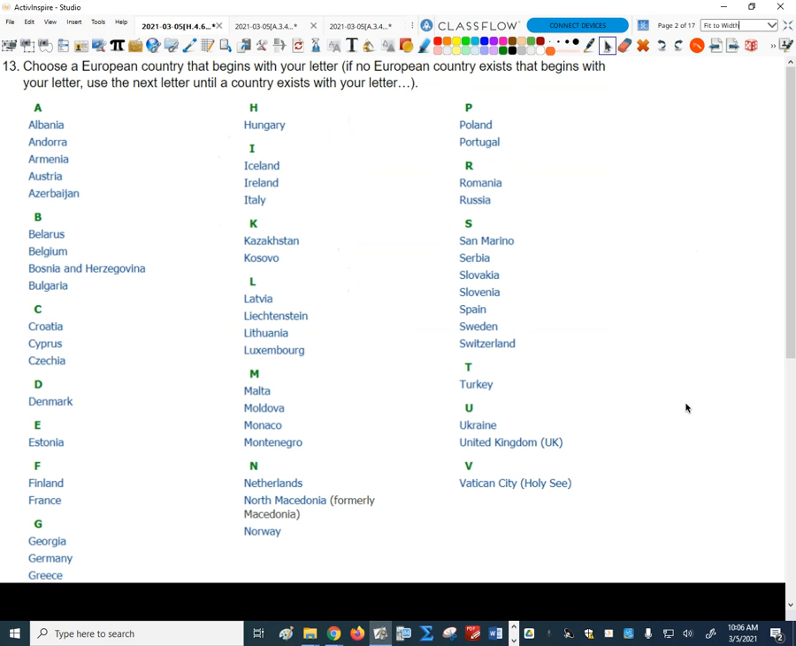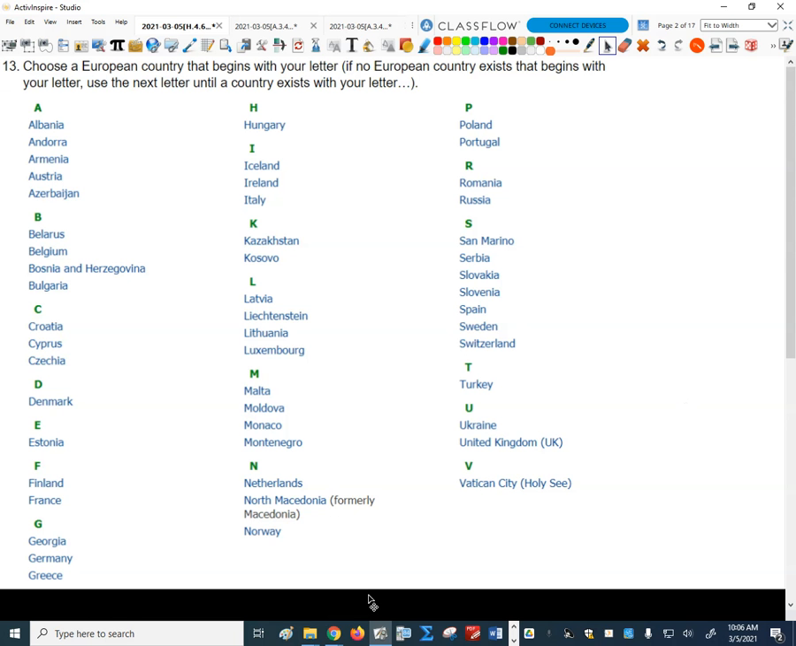And for example, if you had a letter that doesn't exist, like O, there's no European country, then you'd move up to P. Just move up until you find one that works, okay? But whatever your letter was from step 12, choose a European country that begins with that letter and write it down. When you're done with row 13, type 13.